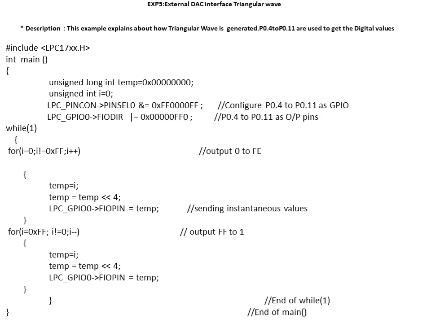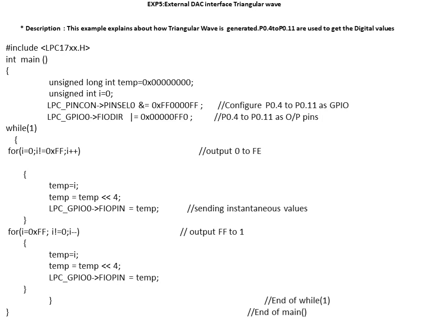So two variables we have taken as long integers, and one more is just an integer. Next thing is we need to make use of the register PINSEL0. Why PINSEL0? This PINSEL0 holds port 0 bit 4 to port 0 bit 11. We want to make port 0 bit 4 to port 0 bit 11 as general purpose input output bits.